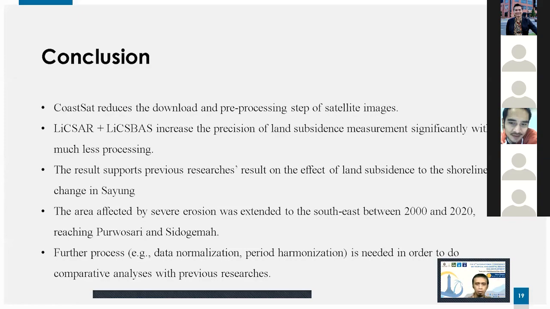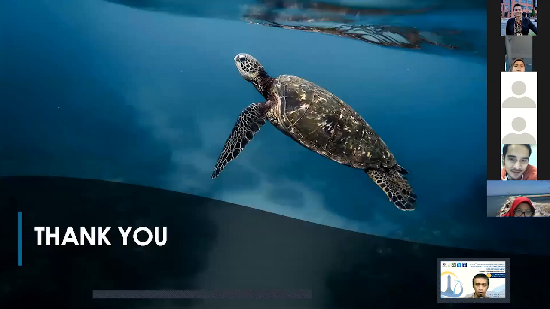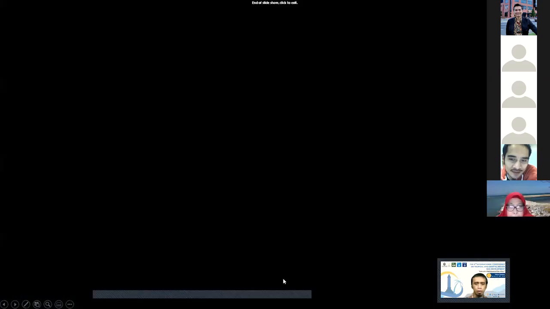And it seems that if we don't do any management or any activities to reduce the effect of the severe erosion, the area affected will be extended in the future. And we also have to analyze what kind of processing is needed to compare our results with previous researchers. So that's all of our presentation. Thank you very much for your kind attention.